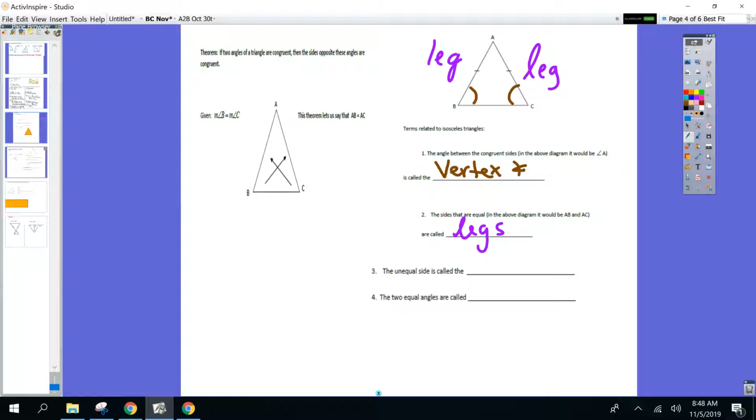What about the non-congruent side, the outcast, the black sheep? Most of you could probably relate to it. Too harsh? The unequal side, anybody? Here's a hint. It may not be on the bottom every time. The top? The wall, the roof? The bottom. Base.